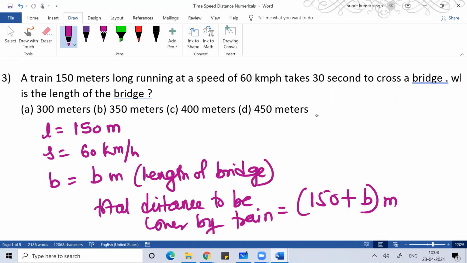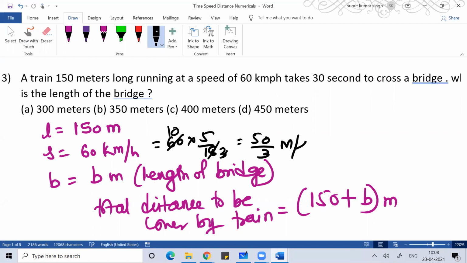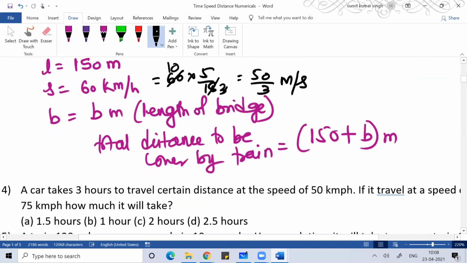And the speed of train is given in kilometer per hour. Normally, when we are solving the problem on train, we prefer to keep our data in meter and second. So 60 kilometer per hour, I can convert this into meter per second. So this is 10 and this is 3, so this is 50 by 3 meter per second. And the time is given as 30 seconds.